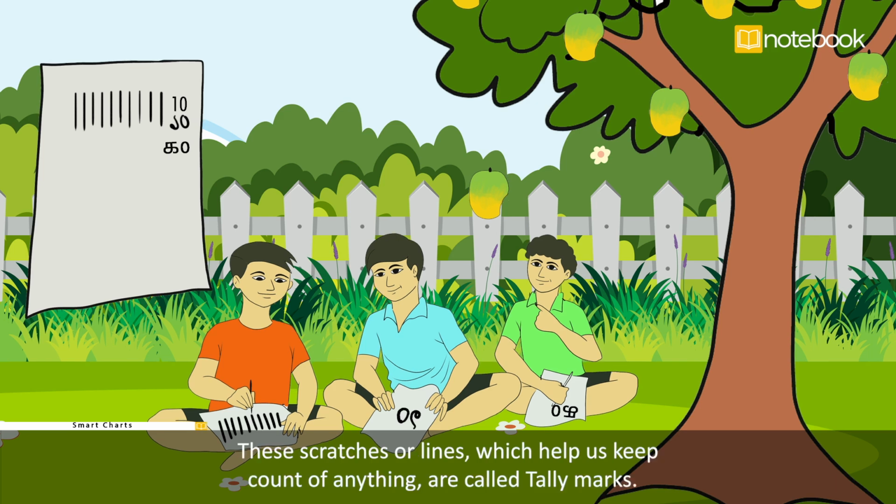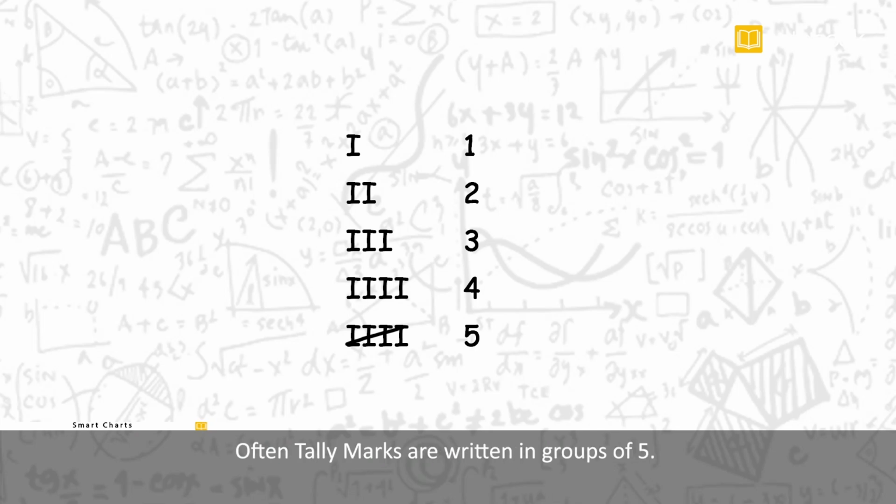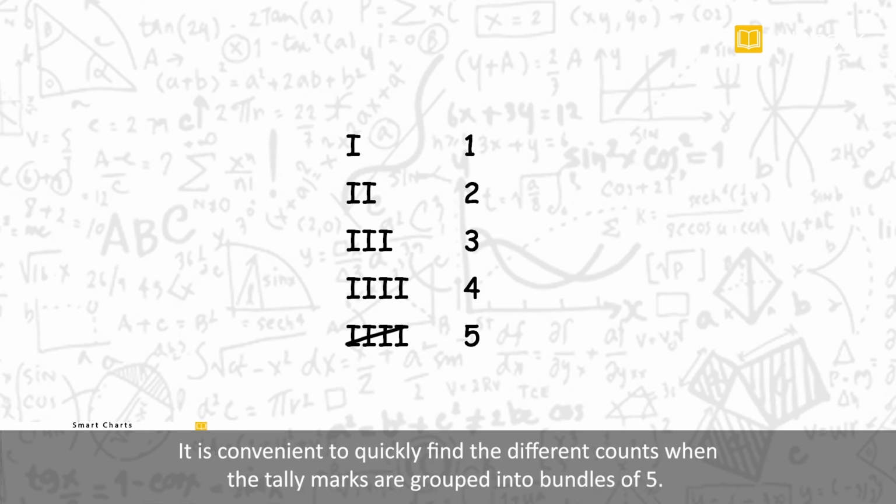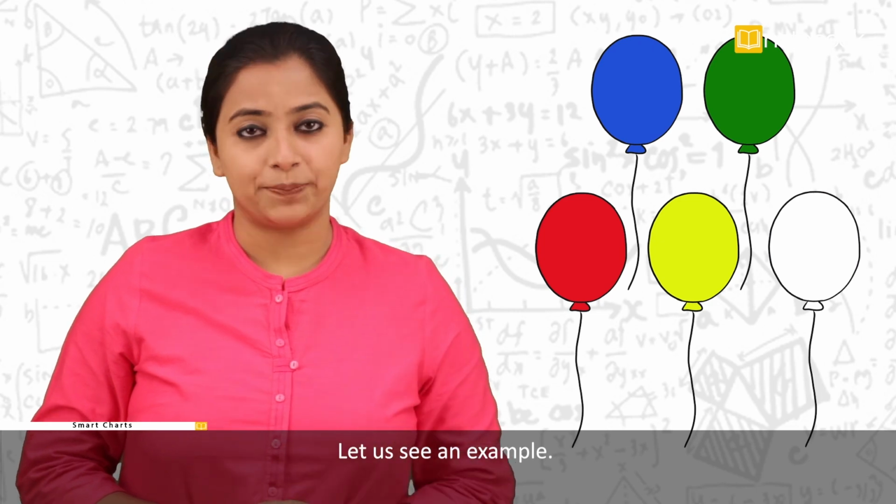These scratches or lines, which help us keep count of anything, are called tally marks. Often, tally marks are written in groups of 5. So when there are 4 marks for 4 counts, the fifth count is written as a slanted mark over the last 4. It is convenient to quickly find the different counts when the tally marks are grouped into bundles of 5. Let us see an example.